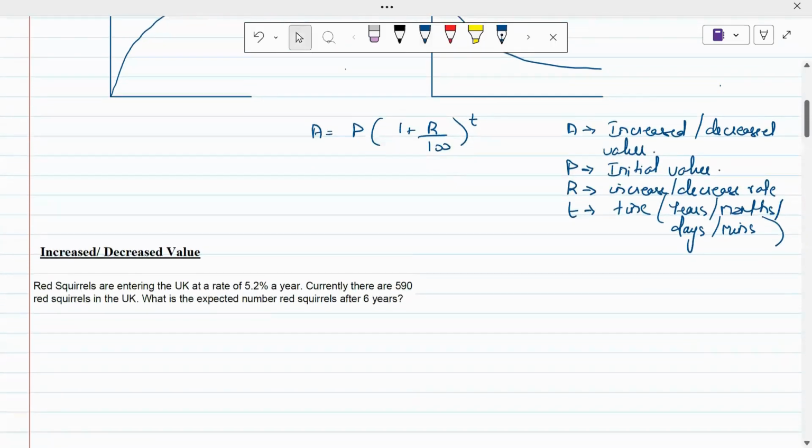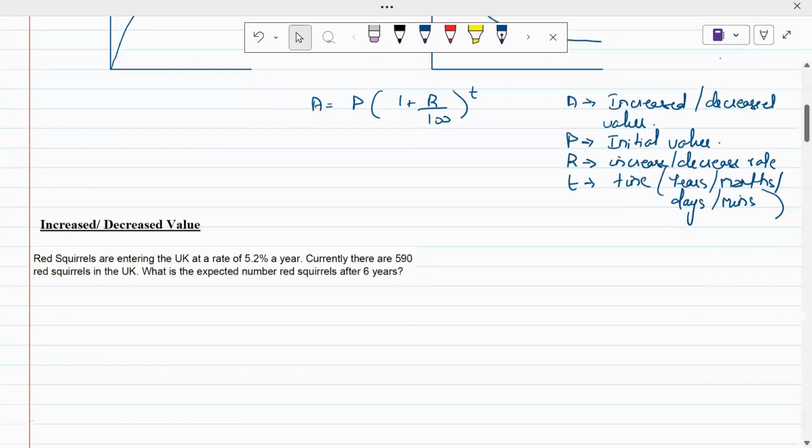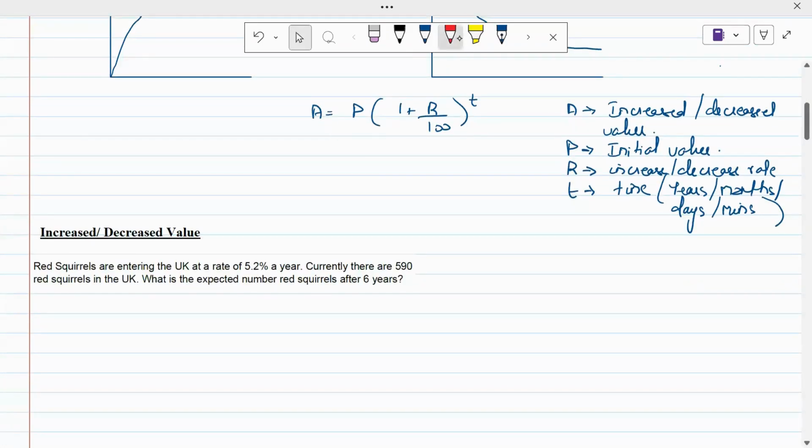Now let's move on. Overall, I have divided this topic into three main types of questions. The first category is about finding A, which is the increased value. The second set of questions is about finding R, the rate at which something is increasing or decreasing. And the third type is about finding the time.